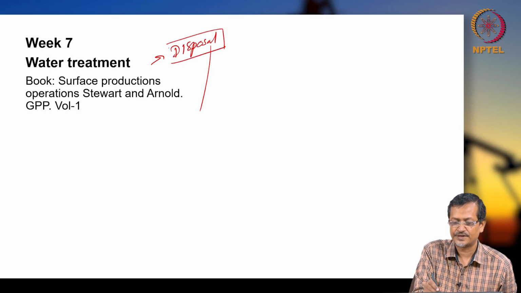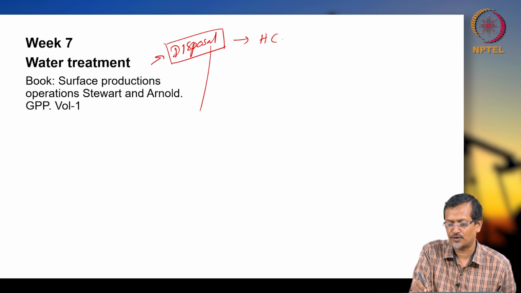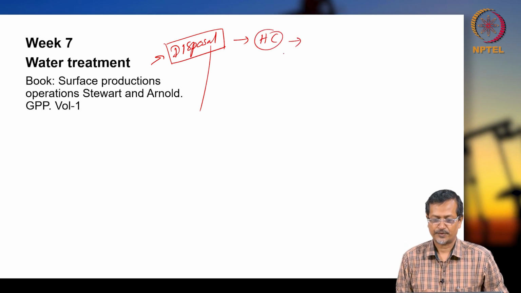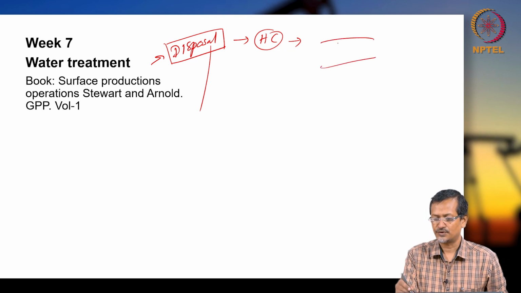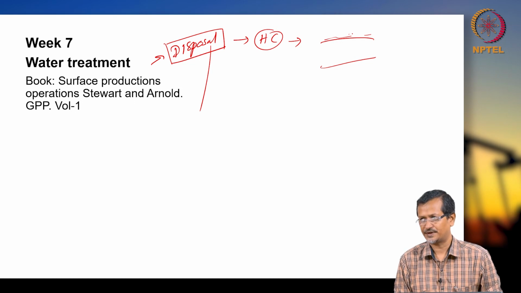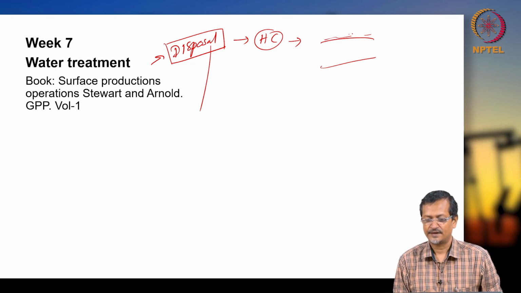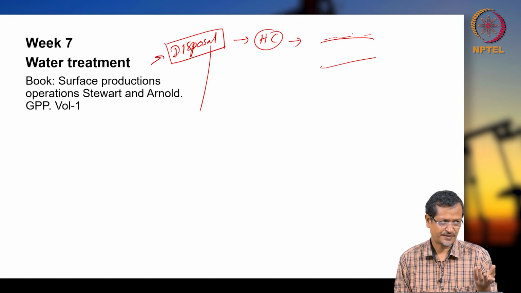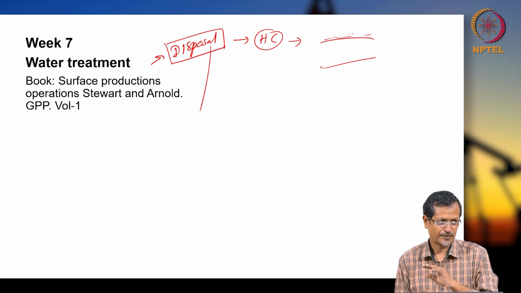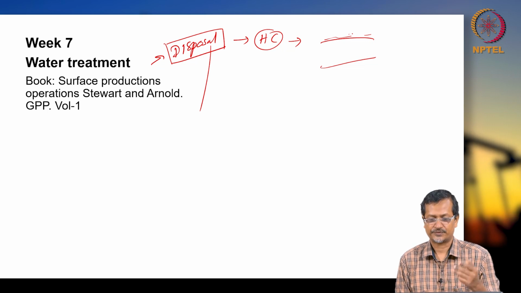Before disposing you have to reduce hydrocarbon content. If you are not reducing hydrocarbon content, what will happen? You have an aquifer zone or the surface area, where trees will be there, your drinking water zone will be there. If you are disposing somewhere, then those trees will not survive, and there will be environmental pollution. So you have to remove hydrocarbon content as much as possible, then you can dispose.